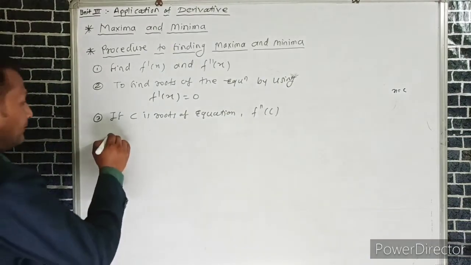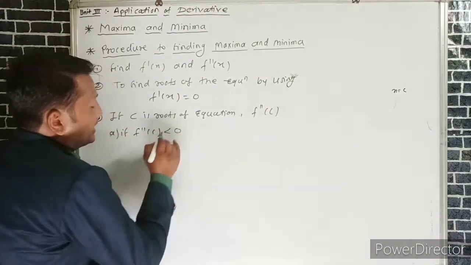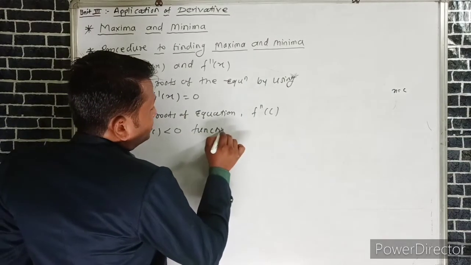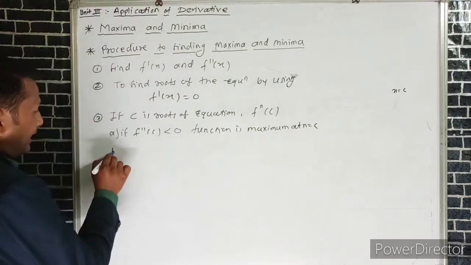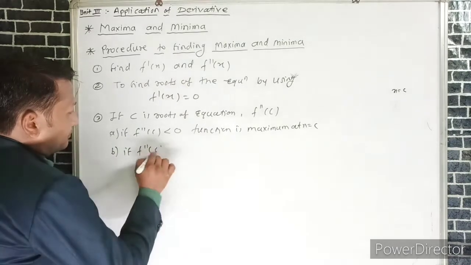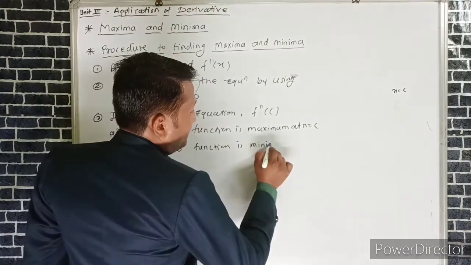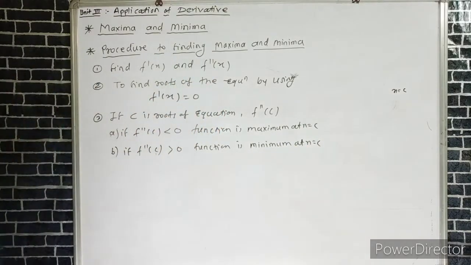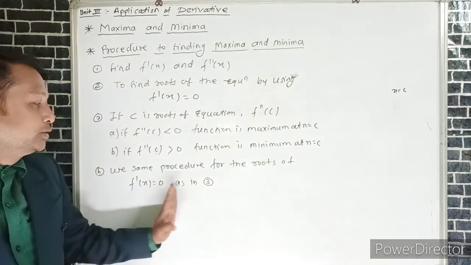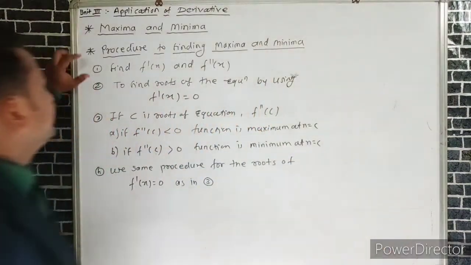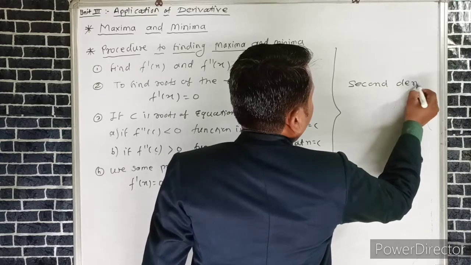So we can write here, if f double dash of C is less than 0, then the function is maximum at x equals C. And if f double dash of C is greater than 0, then the function is minimum at x equals C. We can use the same procedure for the roots of f dash of x equals 0 as in step 3. This process of finding the maxima and minima is called the second derivative test.